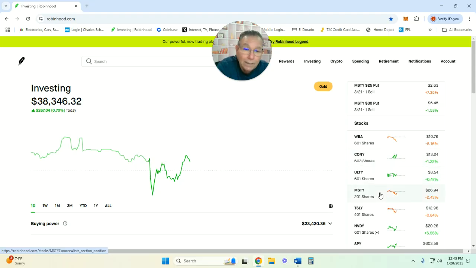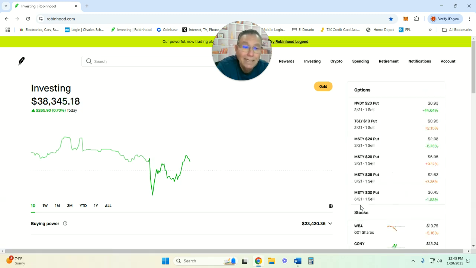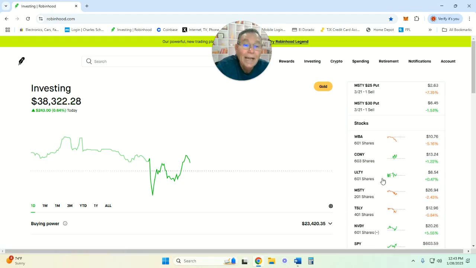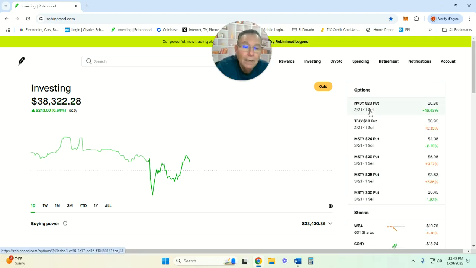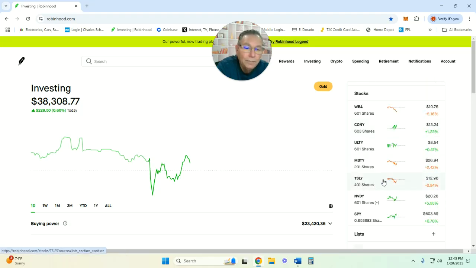Okay. Now, right here, NVIDIA. You see NVIDIA right there? I have 600. But yesterday, when all hell broke loose with the new kid in town against NVDY, I put a put on the anchor system right there at 20. Okay. I collected $100 and I added it there. Okay. So, but as you could see here, I have 600 shares.